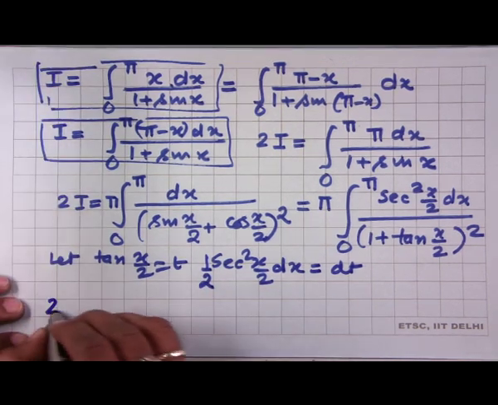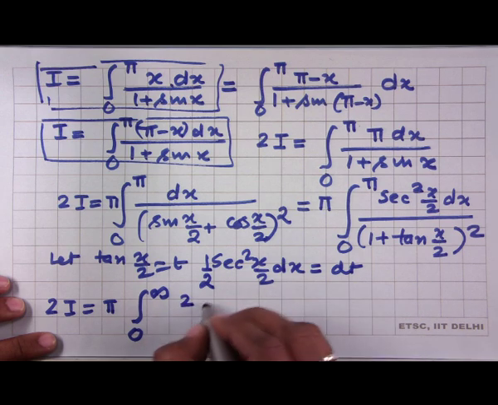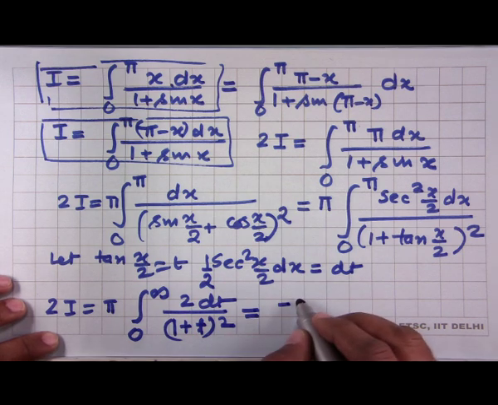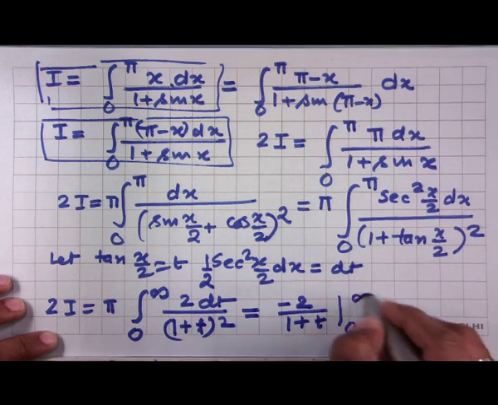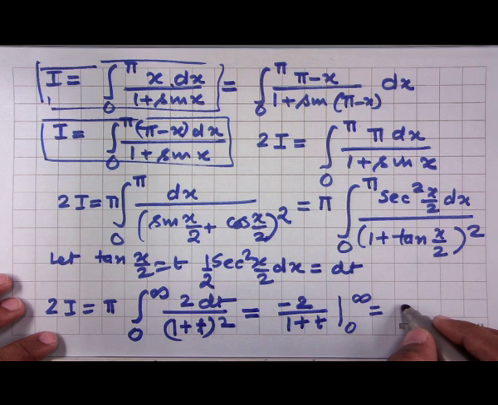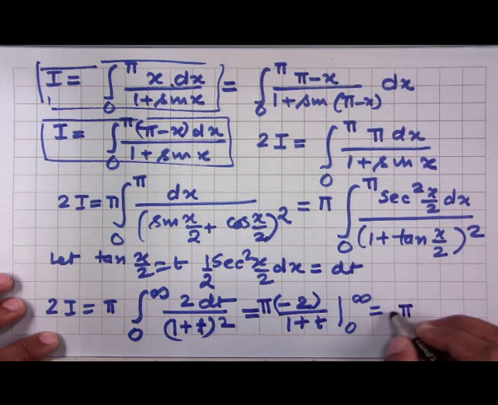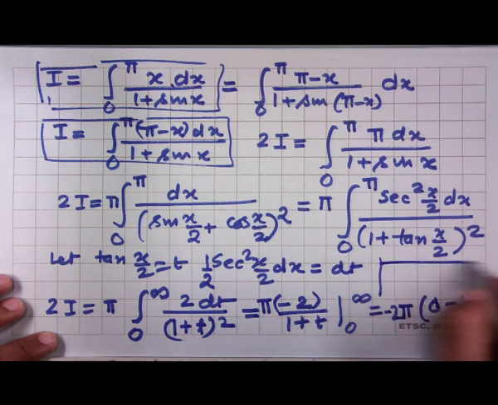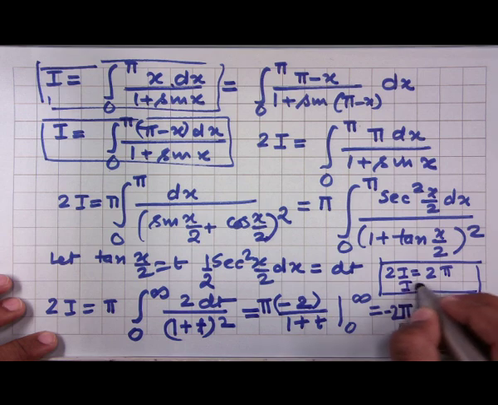So, you get 2I equals to pi, tan 0 goes to 0, tan pi by 2 goes to infinity, and sec square x by 2 dx is 2 dt, and here you get (1 plus t) square. So, this will give you minus 2 upon 1 plus t, integration of this 0 to infinity. So, this gives you pi is there. So, pi times 2 times 0 minus 1. So, final value of I you get as 2I is equal to 2 pi. So, I is equal to pi.